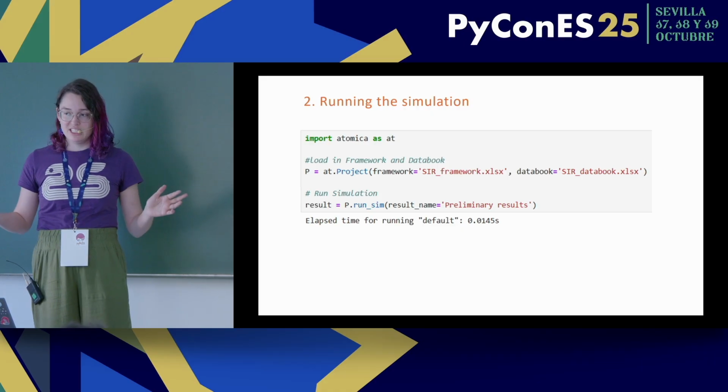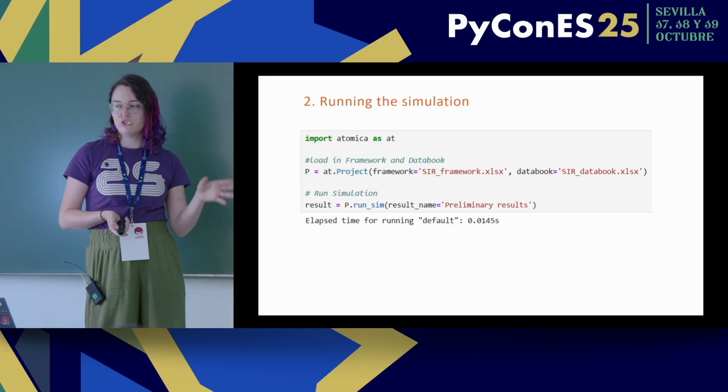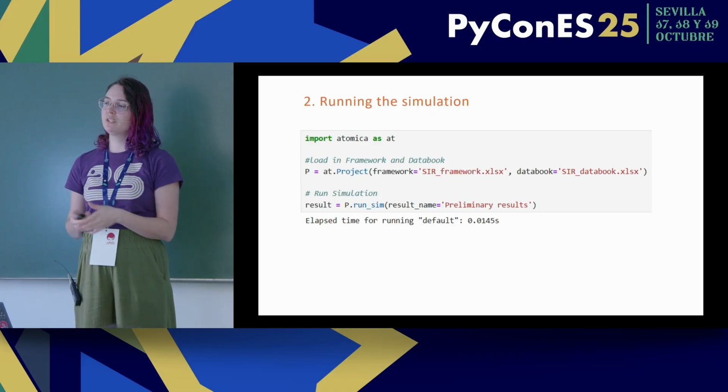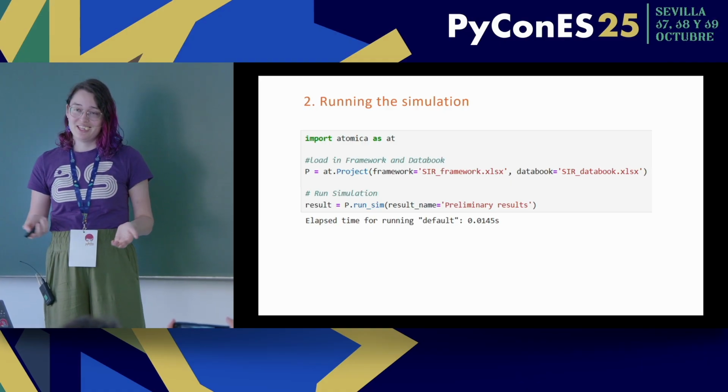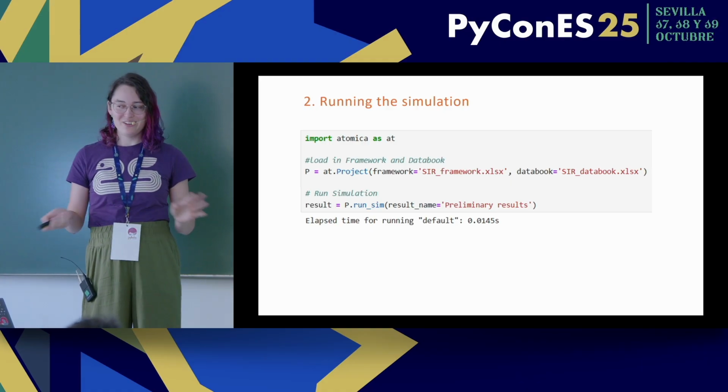And then very easily, we run the simulation. We just go p.runsim, give it a result name. And as you can see, it runs very quickly. That's because this is a very simple model. It does not always run this quickly.